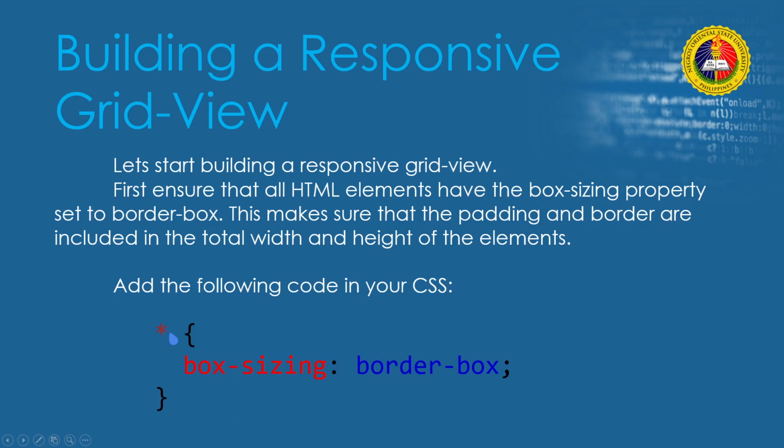What is this for? All right. This makes sure that the padding and border are included in the total width and height of the elements. All right. And then next, the following example shows a simple responsive web page with 2 columns. So again, when it comes to designing the columns or adding columns, we have to make sure that the entire thing is going to be 100%.